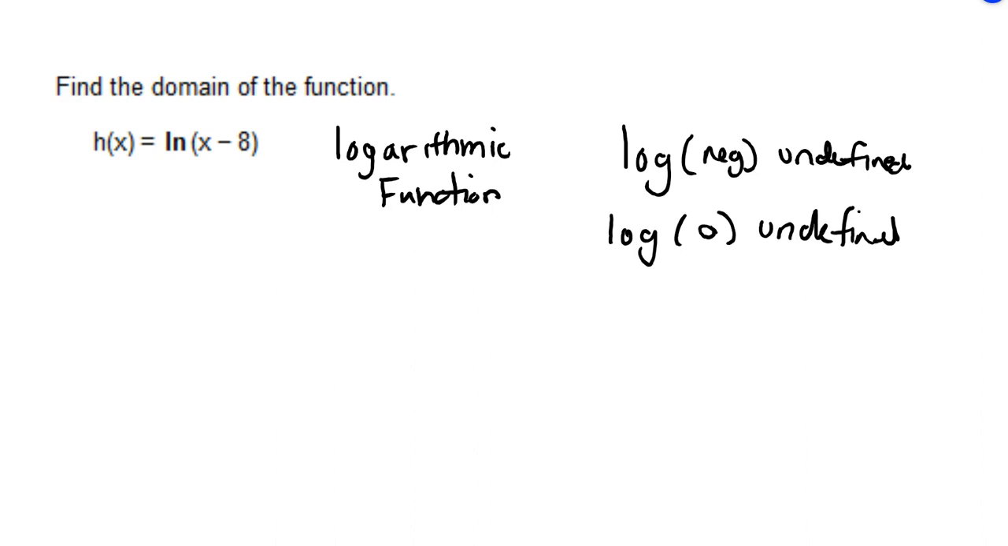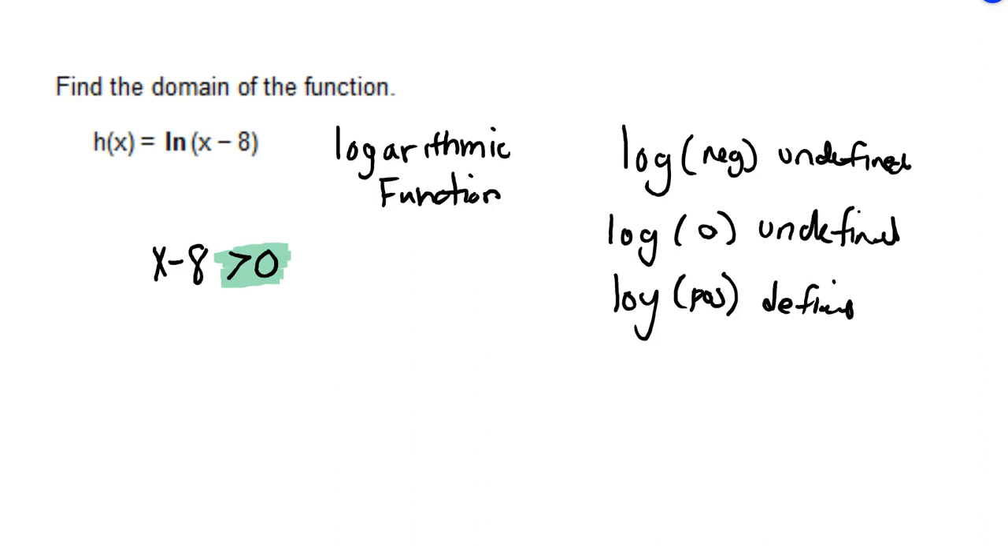And so we can only take the log of positive values. So if we want to find the domain of a log function, we take what's inside the log and we set that greater than 0. Greater than 0 are the only allowed values inside a log. Those are positive values. So the log of positive values is defined. That's why we set what's inside the log greater than 0. Then we solve that inequality by adding 8 to both sides, and we get x is greater than 8.